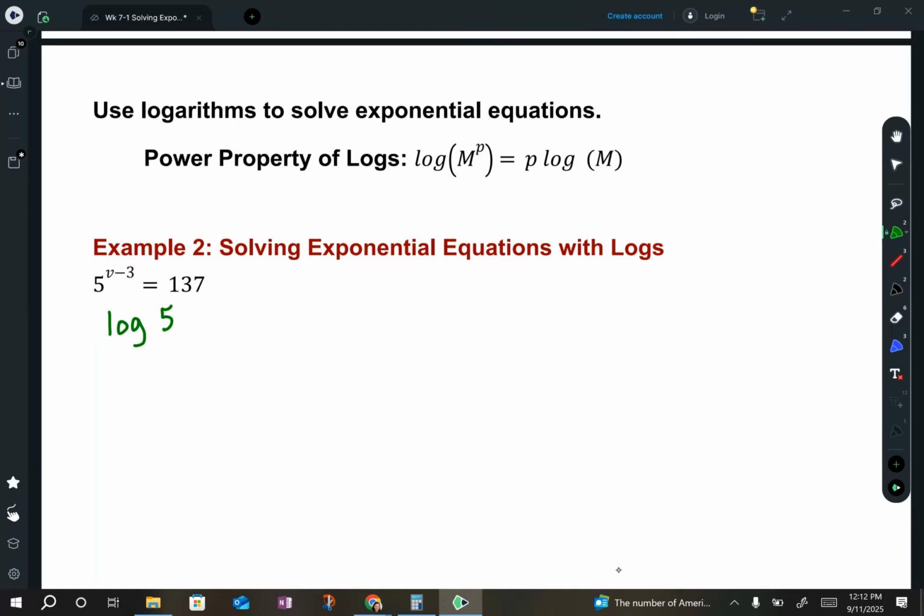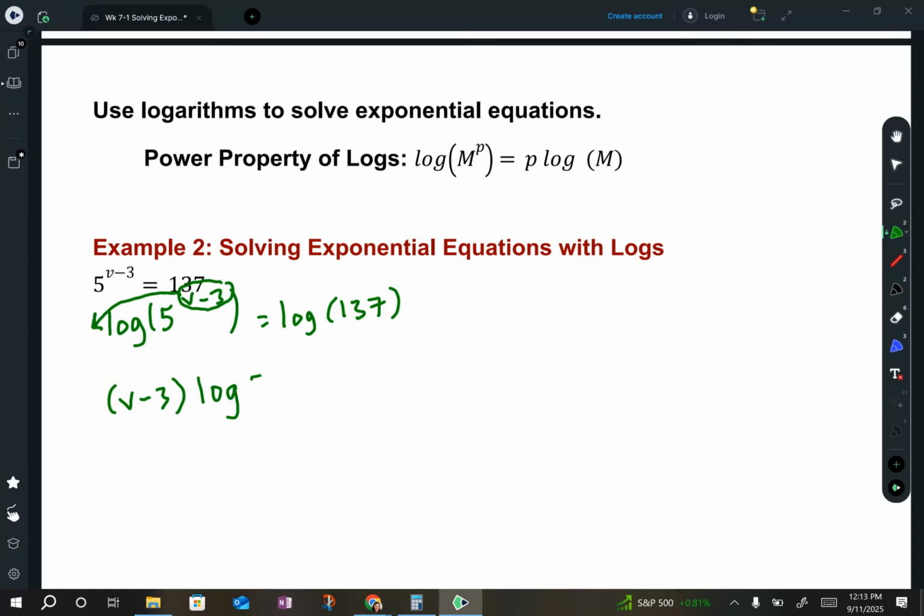Log of 5 to the v minus 3 equals log of 137. And I should use parentheses. I get kind of lazy about it sometimes. Now using our power property, the v minus 3 comes down out of the exponent in front of the log. And that's the key to using logs to solve exponents: it gets that variable out of the exponent. And this becomes v minus 3 times the log of 5 equals the log of 137.